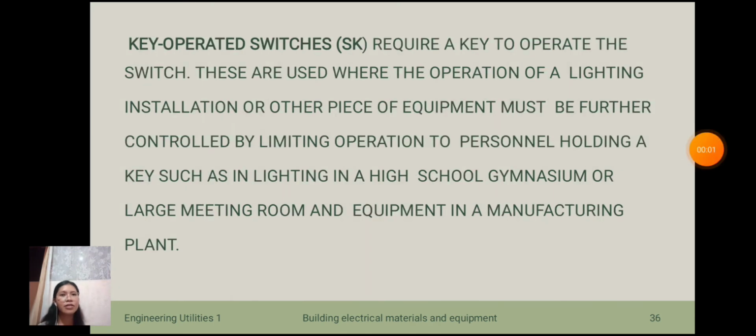So next is the key operated switches, SK. Required a key to operate the switch. These are used where the operation of a lighting installation or other piece of equipment must be further controlled by limiting operation to personnel holding a key, such as in lighting a high school, gymnasium or large meeting room and equipment in a manufacturing plant. So, need po natin ng key para ma-operate yung switch na to. Para hindi siya madaling buksan ng kahit sino lang.